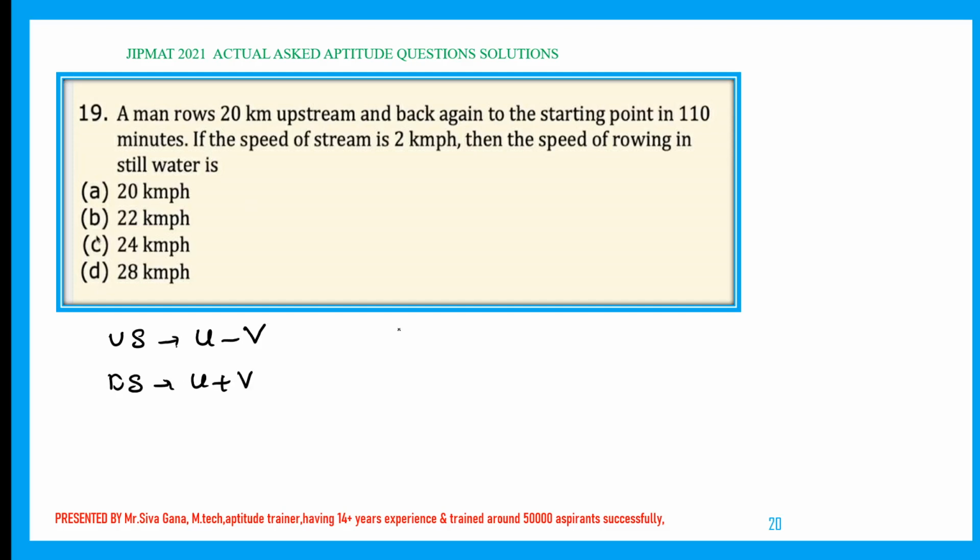Okay, what is given? Distance covered is d divided by speed in upstream, u minus p. Speed of the stream is 2, therefore u minus 2, plus the same distance downstream, u plus 2, has been covered in 110. This was given in minutes. Distance also given, 20 kilometers. This was in minutes, so I'm converting into hours. 0 gets cancelled. We want u, right?